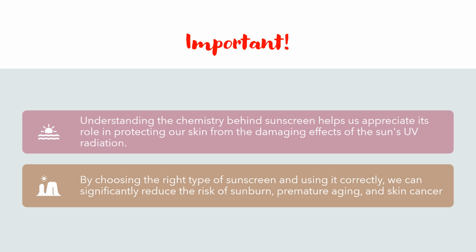Understanding the chemistry behind sunscreen helps us appreciate its role, and we can protect our skin from the damaging effects of both UVA and UVB rays. By choosing the right type of sunscreen, by carefully looking at the particle size, the SPF, sun protection factor, and the broad spectrum label, we can significantly reduce the risk of sunburn, premature aging, and finally skin cancer.